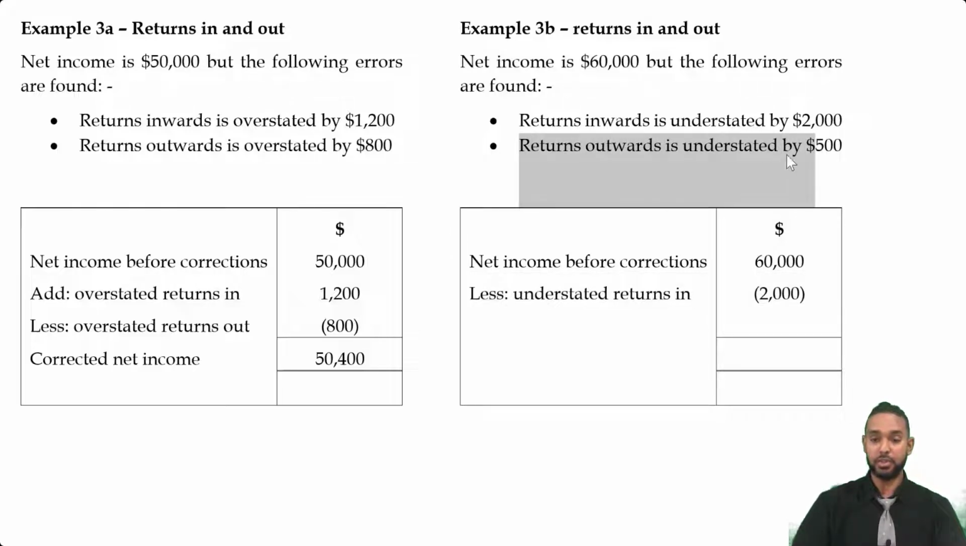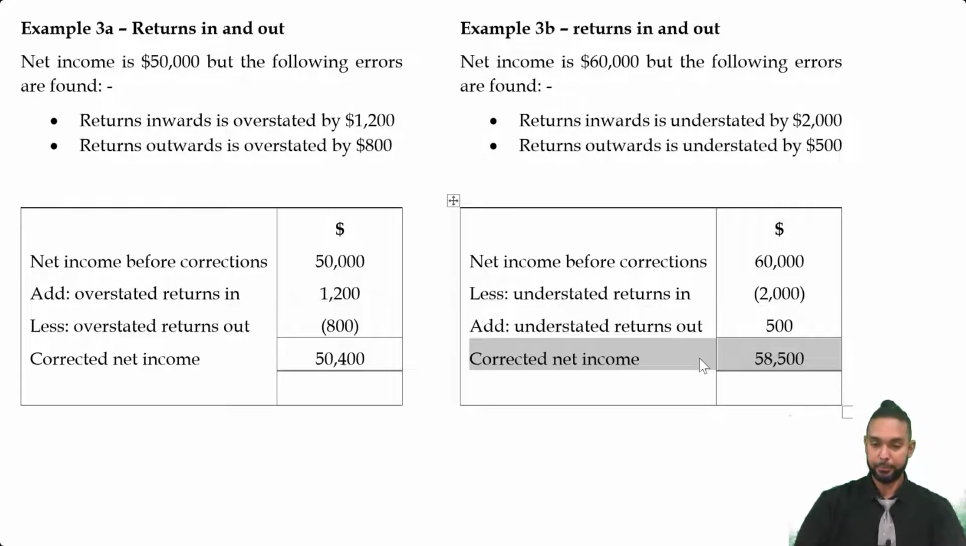Similarly, returns out is also understated. Returns out behaves like a revenue. If it's understated, that means it's too low. And when we correct it, we're going to increase it. And if you increase a revenue item, profit or net income increases along with it. So we're going to have to add that as well in the context of correcting net income.